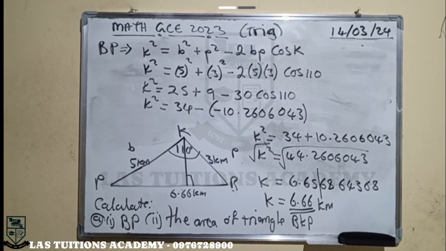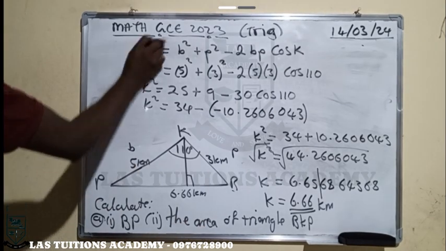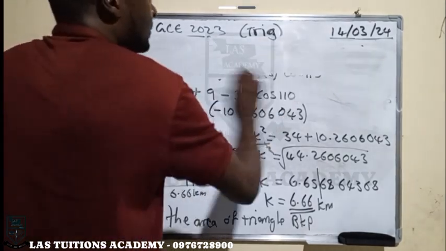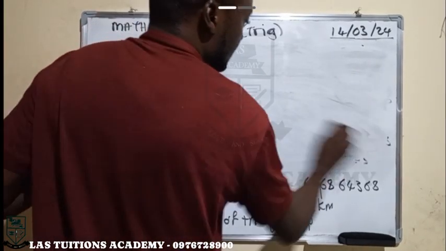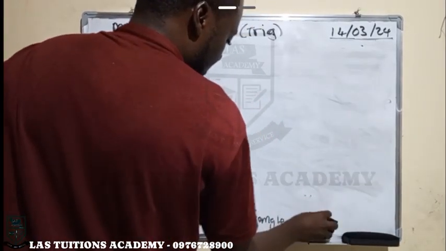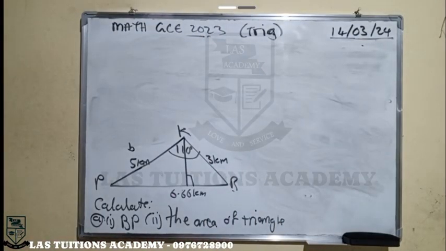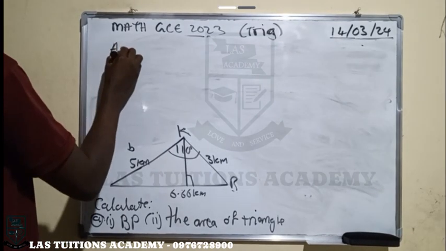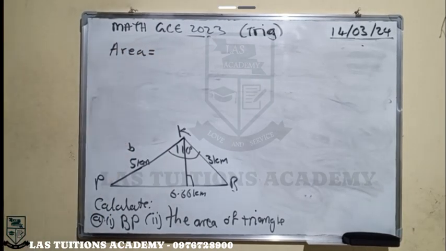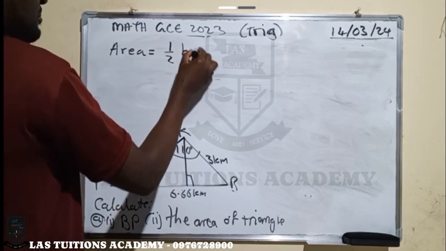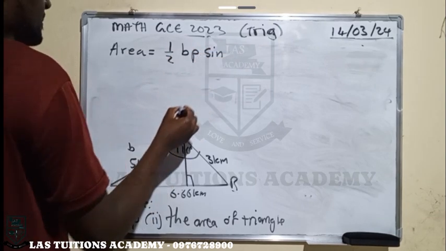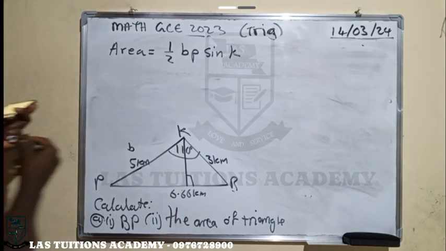Okay, let's go to the area. So let's find the area. What's the formula for finding the area? Who remembers? For this kind of triangle, area is equal to what? Area is equal to half BP sine what? Correct. Half BP sine K.